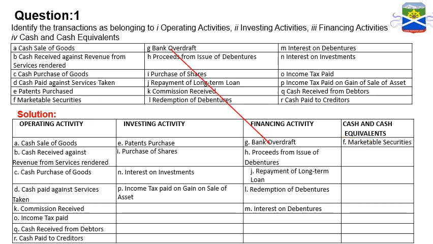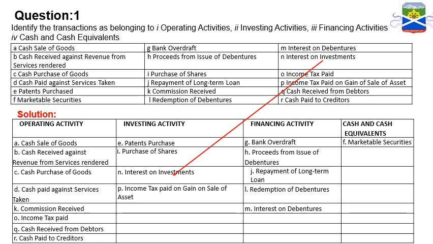Now bank overdraft we will find under financing activities. Proceeds from issue of debenture, that is financing activities. Purchase of shares, that is investing activity. You are purchasing shares, not issuing shares. So purchasing of shares or debenture comes under investing activities. Now repayment of long-term loan, that is financing activities. Commission received, operating activities. Redemption of debenture, financing activities. Interest on debenture, financing activities.